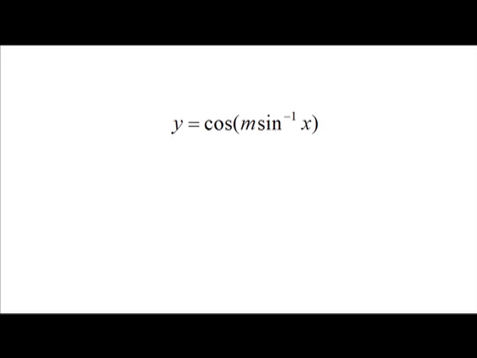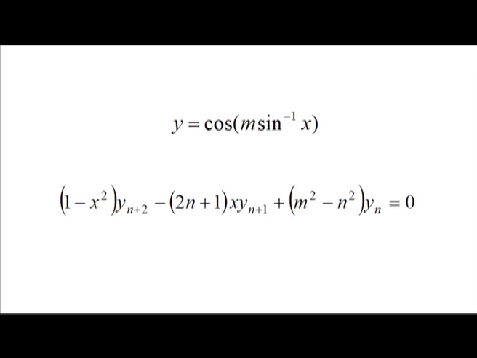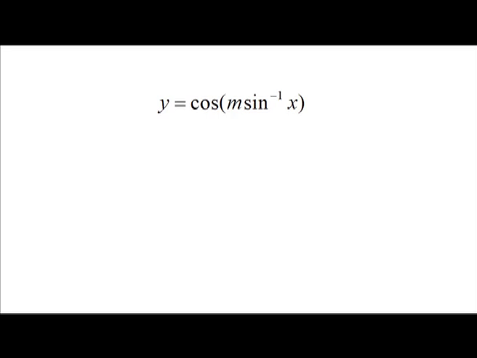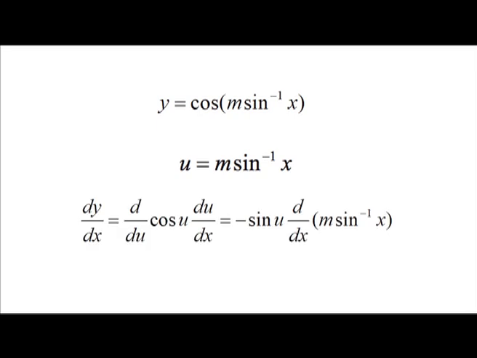If y = cos(m sin⁻¹ x), we prove that (1 − x²) y_(n+2) − (2n+1) x y_(n+1) + (m² − n²) y_n = 0. Given y = cos(m sin⁻¹ x). Putting u = m sin⁻¹ x and differentiating with respect to x, we get dy/dx = d/du (cos u) du/dx = −sin u d/dx of (m sin⁻¹ x).